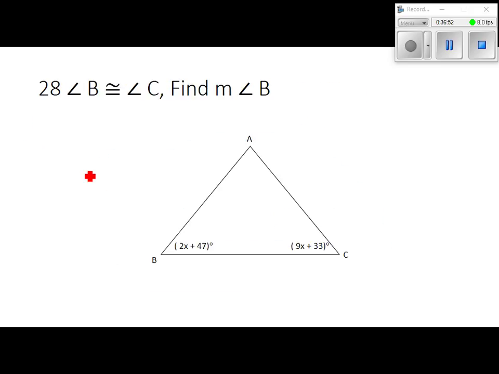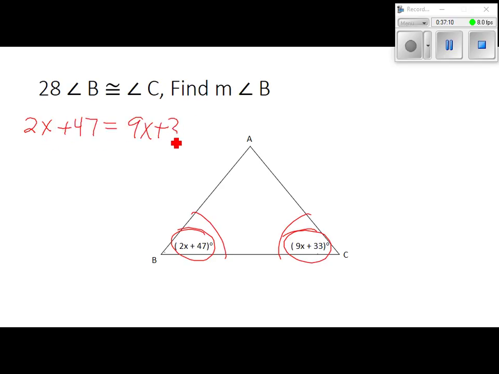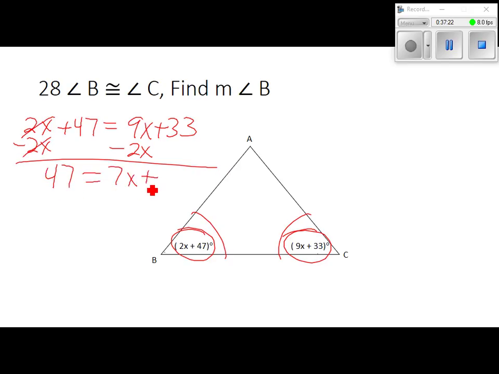Next one, 28. They tell us angle B and angle C are congruent. So this angle is congruent to that angle. If those two angles are congruent, then that means these two expressions have to equal each other. So all you're going to do is set up 2x plus 47, and it has to equal 9x plus 33. Now we solve it. Subtract 2x on both sides. These cancel out. That leaves you 47 on the left, 7x plus 33 on the right. Subtract 33.